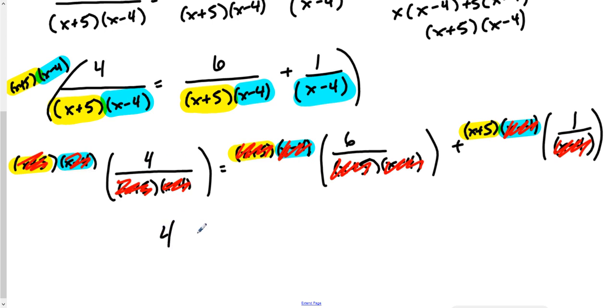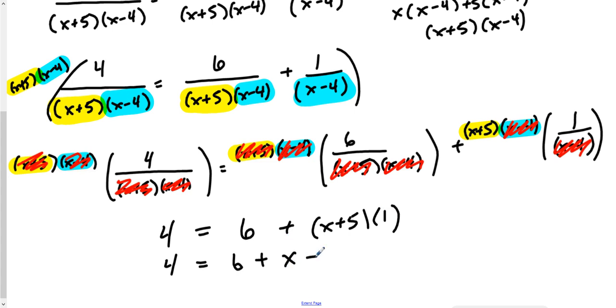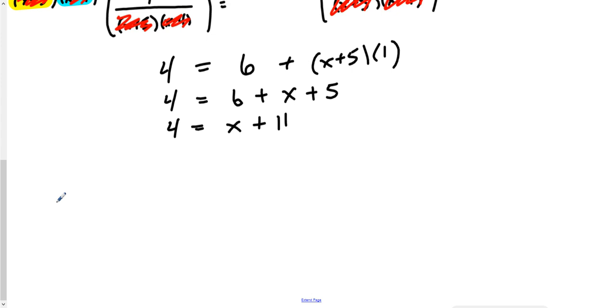I have 4 equals 6 plus x plus 5, and that's being multiplied times 1. So we have 4 equals 6 plus, distributing out the 1, I'm left with x plus 5. 4 equals 6 plus 5 is 11. So now I need to subtract 11 on each side. So x is going to equal negative 7.